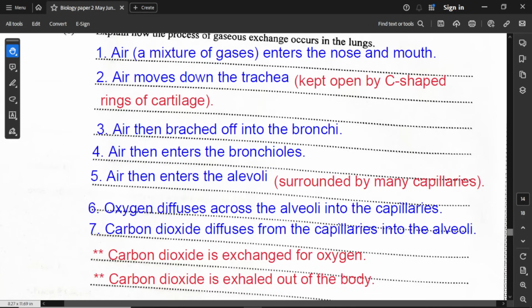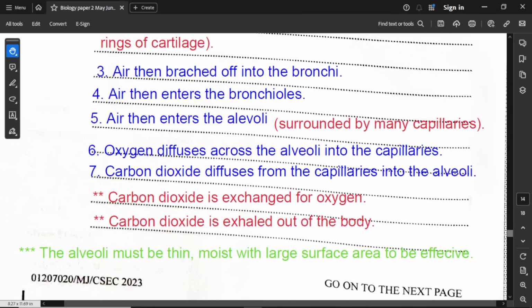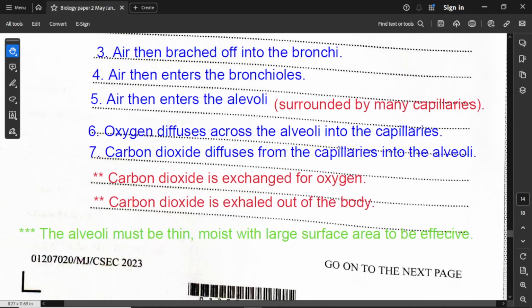And that is how we have the gases exchanging. So carbon dioxide is exchanged for oxygen, and carbon dioxide is exhaled out of the body, of course, in the reverse process, going towards the nostril and the mouth. All right? So again, in the lungs, we must talk about the capillaries, many capillaries around the alveoli, and the movement of the gas in and out.